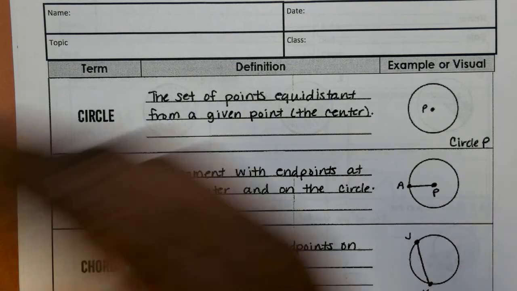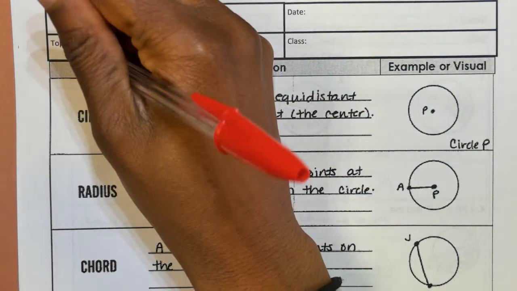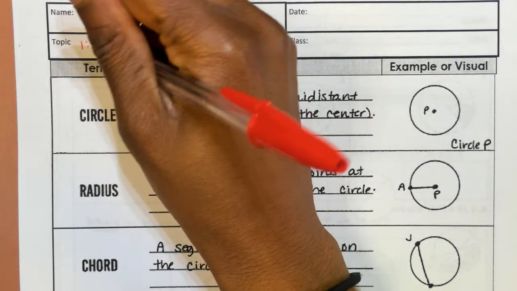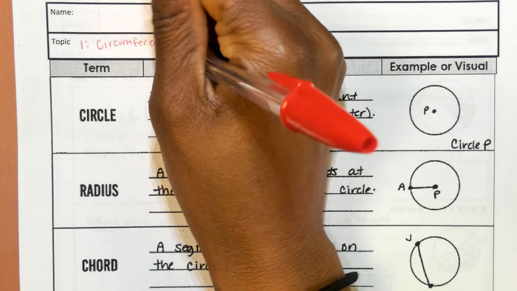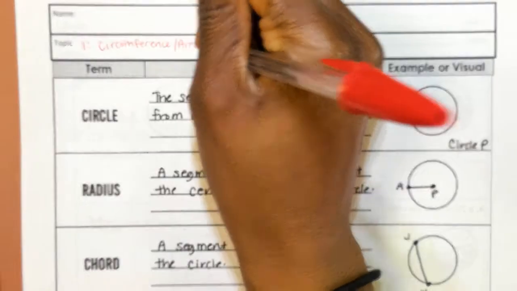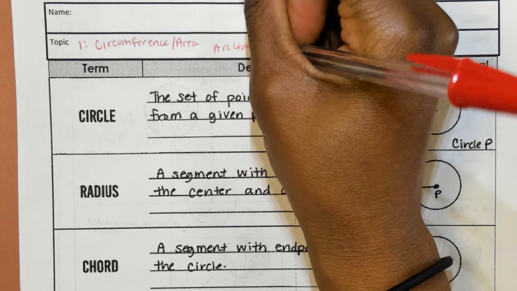Okay, our Unit 9 test is on circles coming up. So we have just 3 topics on this test. The first one is circumference and area. And then also those are related to arc length and sector area.